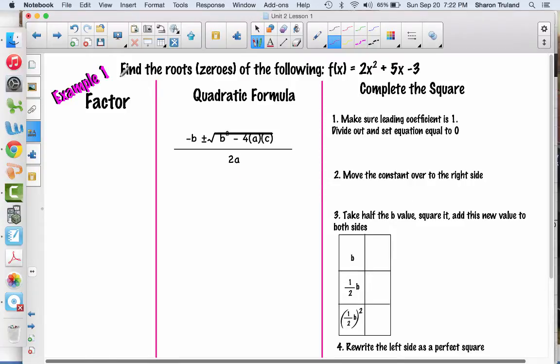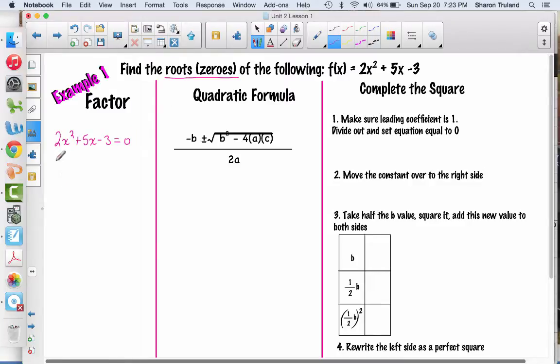So, example 1 here says find the roots of the following. This function, 2x squared plus 5x minus 3. Well, as soon as I say find the roots, find the zeros, what you're doing is you are taking this equation and you are setting it equal to 0. You can set an equation equal to any number. You can find out where this parabola crosses the line y equals 4. Then you'd set it equal to 4. But right now I want to set it equal to 0.